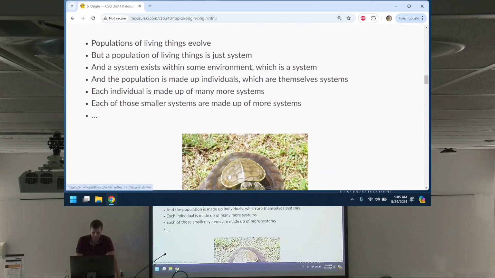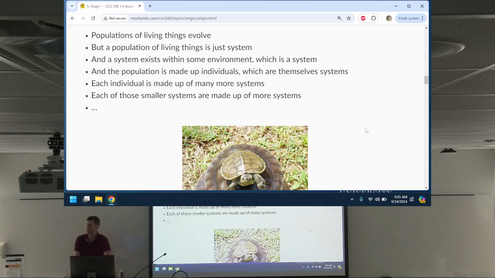All right, systems. Okay, populations of living things evolve. But a population of living things is just a system. And a system exists within some environment, which itself is a system. And the population is made up of individuals, which themselves are systems. And each individual is made up of many more systems, and each of those smaller systems is made up of other systems, and so on and so on, right?